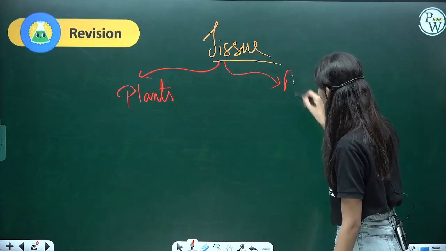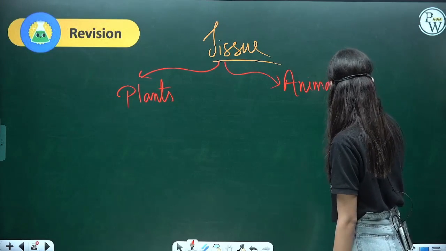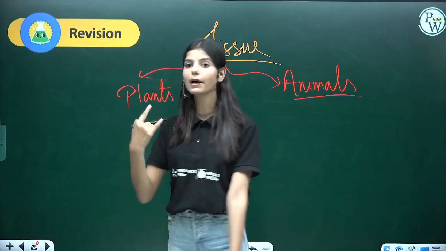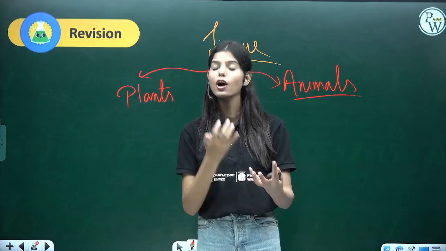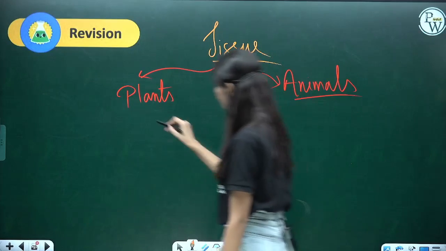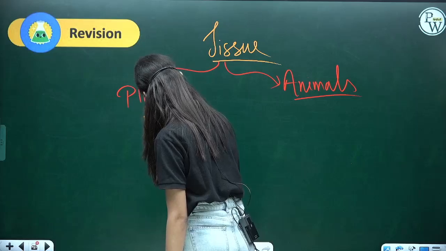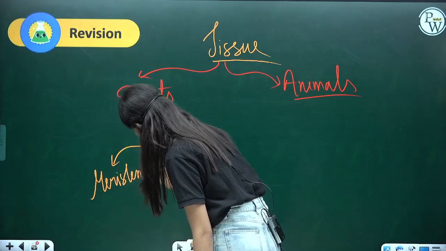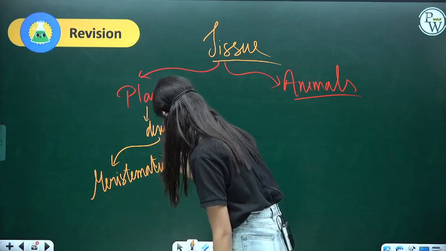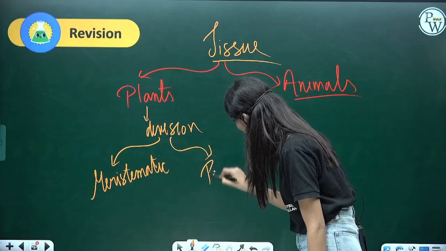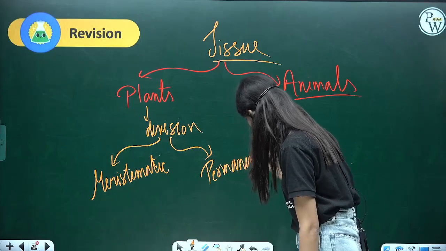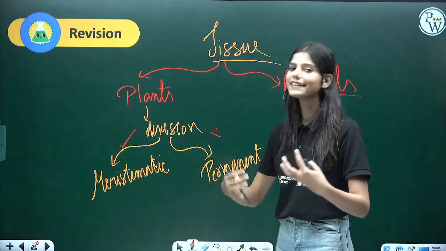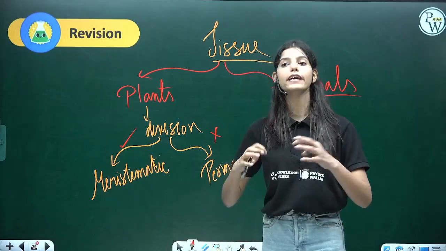Even though both of them are living organisms, they have different types of tissues, right? Plants can have two types of tissue depending upon the division, whether the cell is capable of dividing or not. So on the basis of division, tissues are of two types. We have meristematic tissue, which can divide, and we have permanent tissue which cannot divide. Okay, so meristematic tissue can divide, and permanent tissue cannot divide, or sometimes it can divide as well, but in most of the cases the cells have lost their ability to divide.